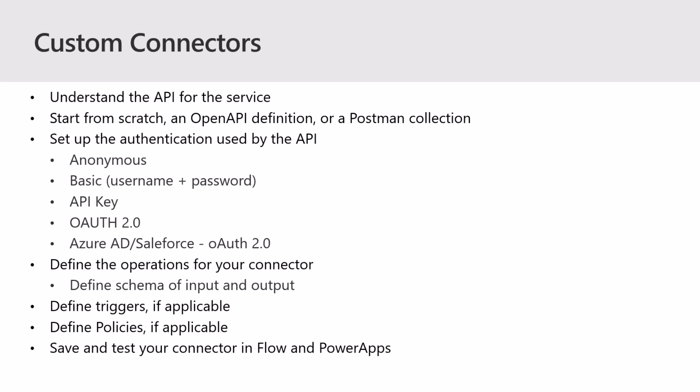You have a few options. You can talk to services which are not authenticated, or use basic authentication, API key, or OAuth 2.0. And we also have some specific implementations of OAuth 2.0, like Azure AD, Salesforce, etc., available as drop-down options. After you define your actions, triggers, and policies, you now have defined your connector. Let's look more closely at each of these steps.